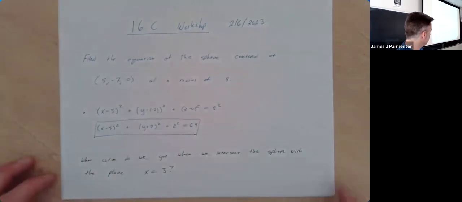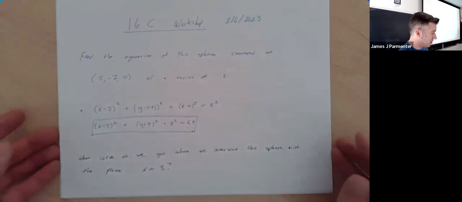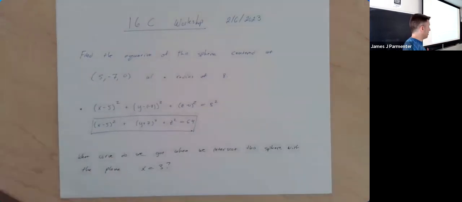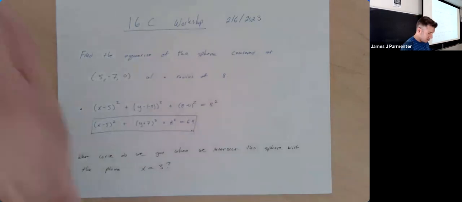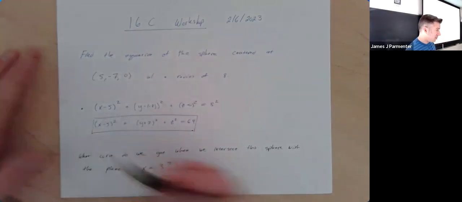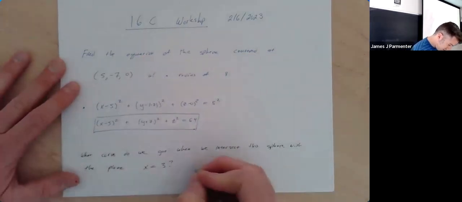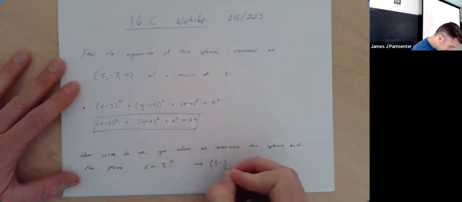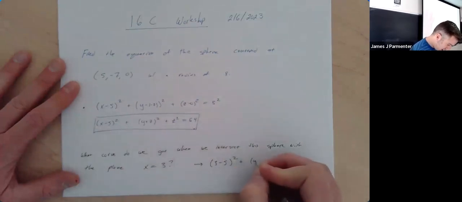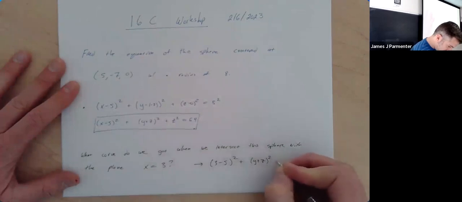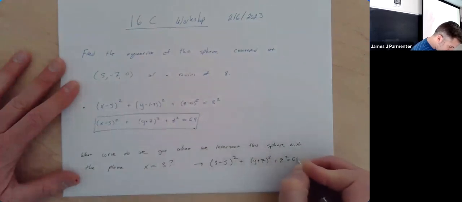Now, this might seem like a challenging question, but it's really not. When you're intersecting a surface with another surface, in this case a plane, all you have to do is substitute in x equal to 3 wherever you see x. So we take this equation for the sphere and plug in 3 for x, and we get 3 minus 5 squared plus y plus 7 squared plus z squared equal to 64.